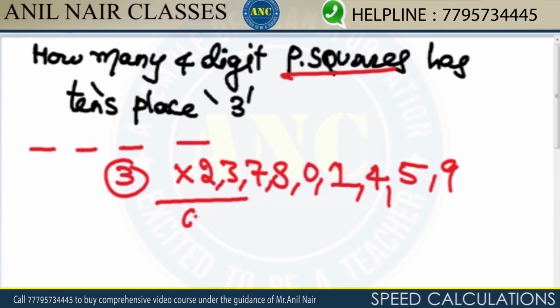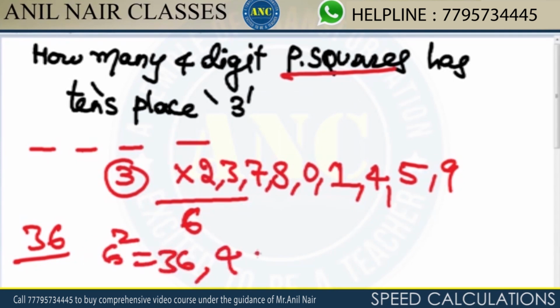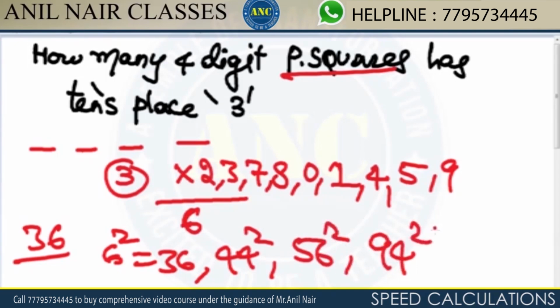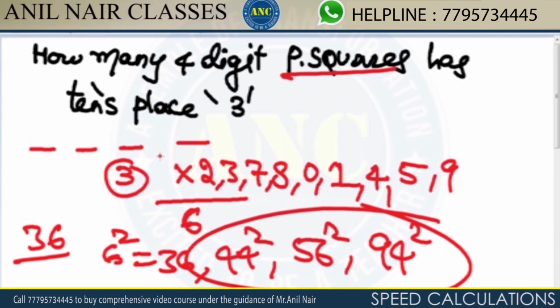Tens place is even. This is 6. 36. 6 square is 36. 50 minus 6, 50 plus 6, 100 minus 6. How many numbers? 3 numbers. Finish. Right? We will do one more question.